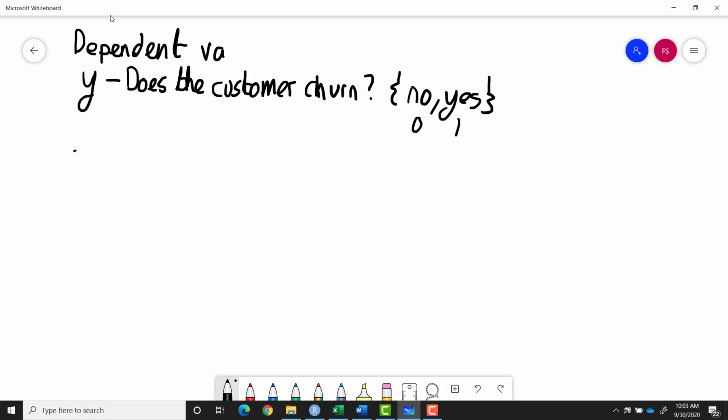Let's just get a little bit of notation. If we were trying to predict this, we would have y hat. So we're trying to predict if a customer churns, we make a prediction, that's going to be my y hat. So we have the independent variables, which we're using to make the prediction.